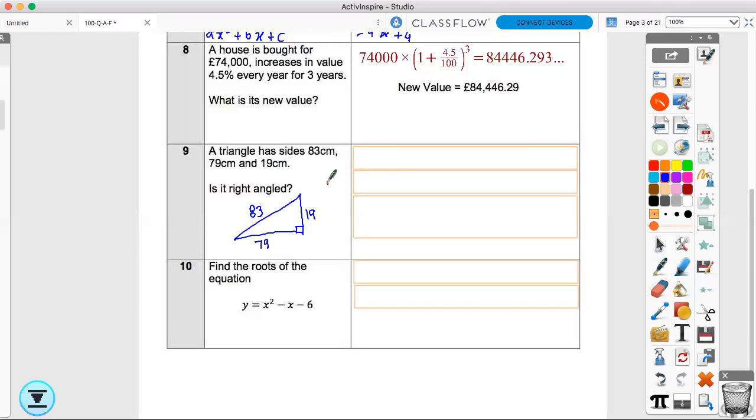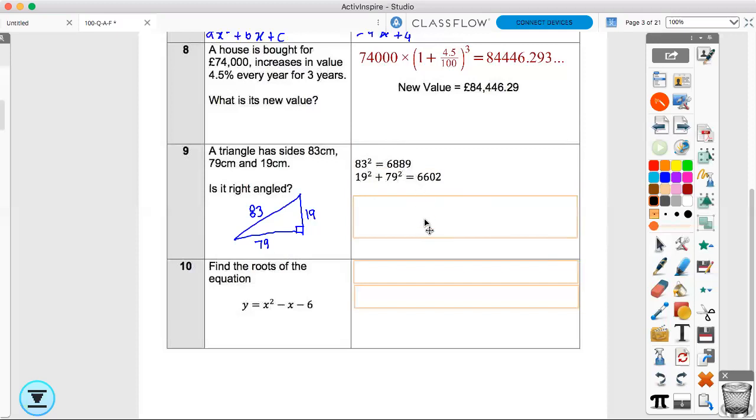It is asking us the converse of Pythagoras. And the converse of Pythagoras, in order to get a right angle triangle, if I square the hypotenuse, I get a value, 6889. And if I square each of these shorter sides individually and I add them, for a right angle triangle those two should match. And if they don't, that means I don't have a right angle triangle. So that would give you your first mark.